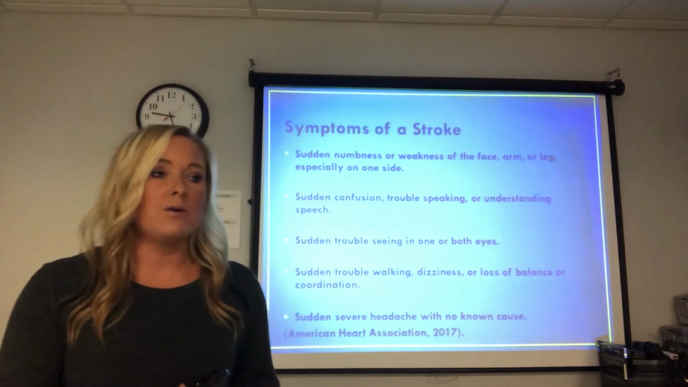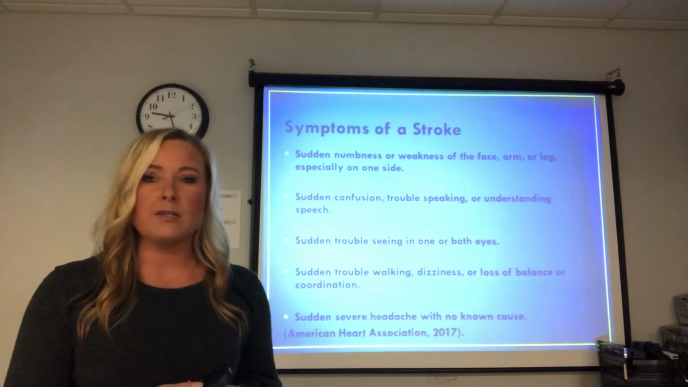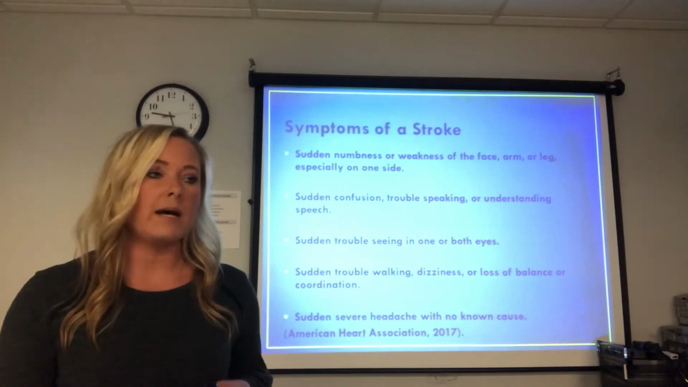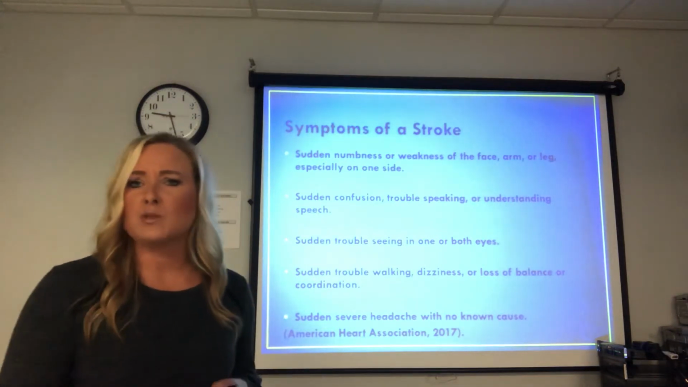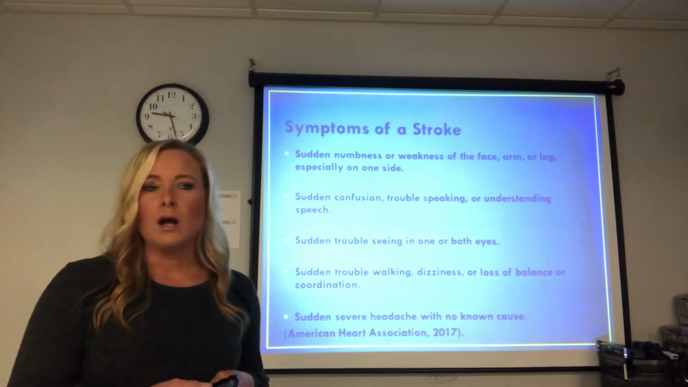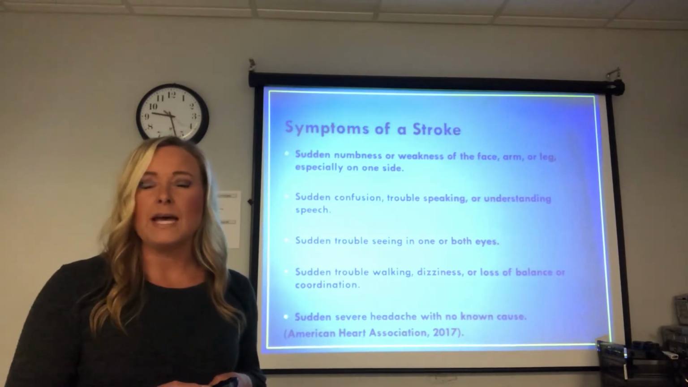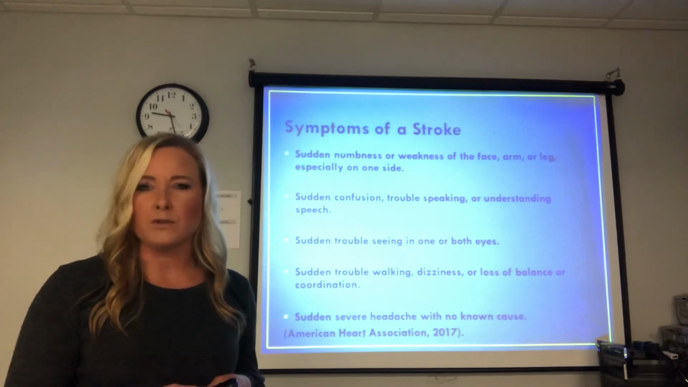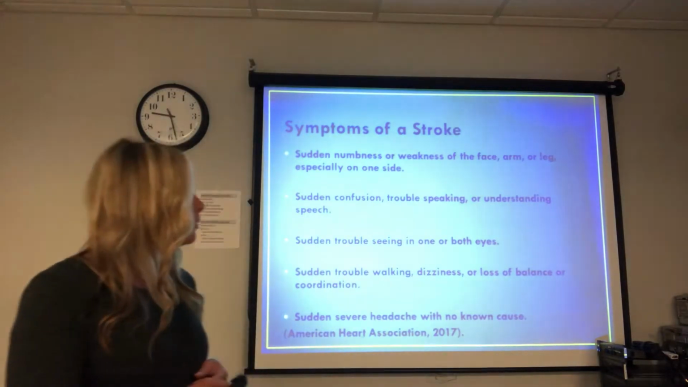The symptoms of a stroke: sudden numbness or weakness of the face, arm, leg, especially on one side, sudden confusion, trouble speaking, trouble with vision, loss of balance or coordination. A lot of people may describe a headache of unknown origin, maybe the worst of their life. These are all symptoms of a stroke.